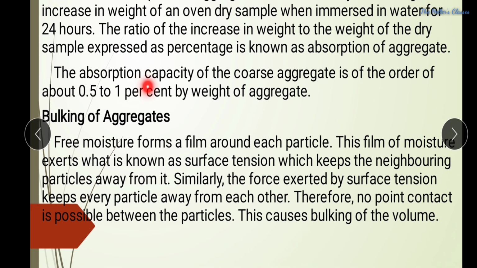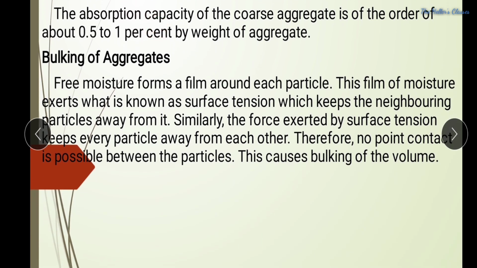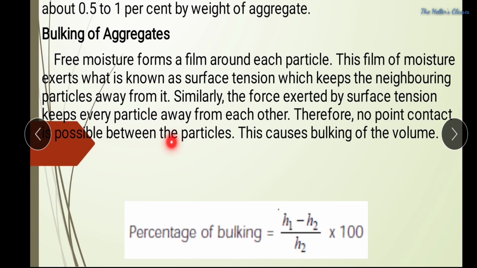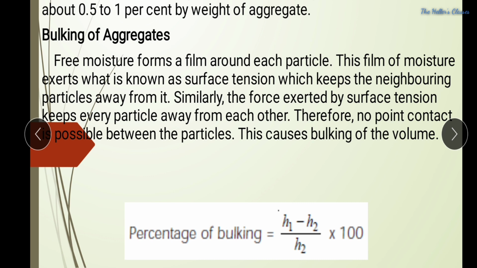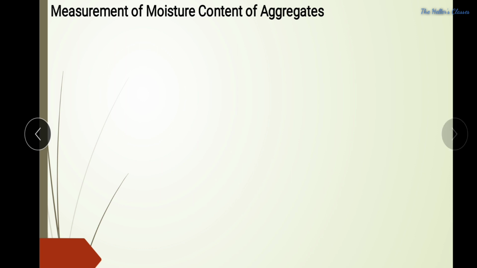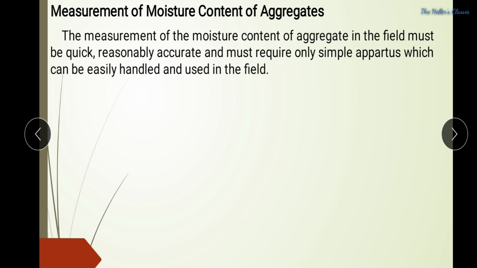Next one, bulking of aggregates, which means swelling. Especially this nature we can observe in fine aggregates like sand, where water forms a layer over the surface of the fine aggregates. Because of that, the volume of sand is somewhat increased, so there is a bulking of sand or bulking of aggregates. So majorly we get it in fine aggregates.